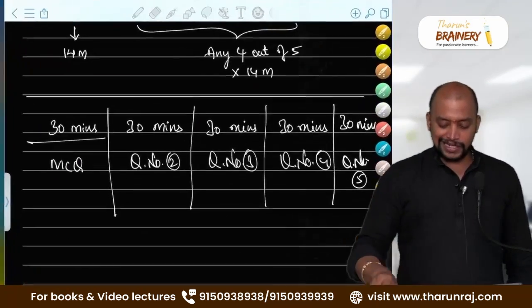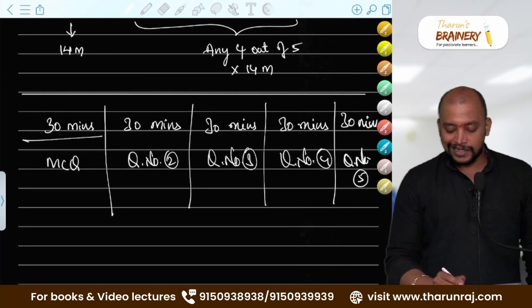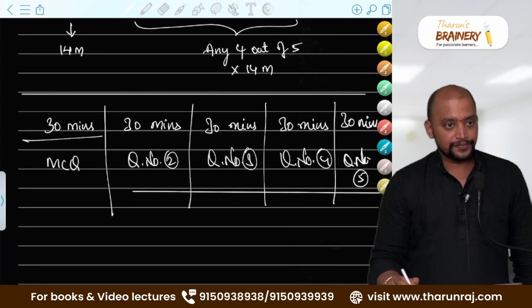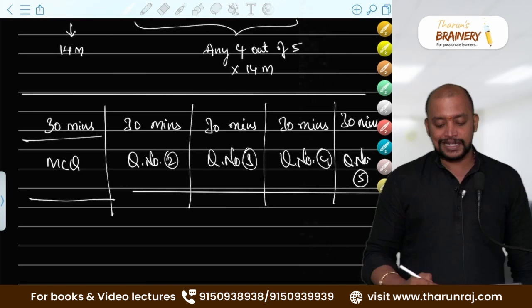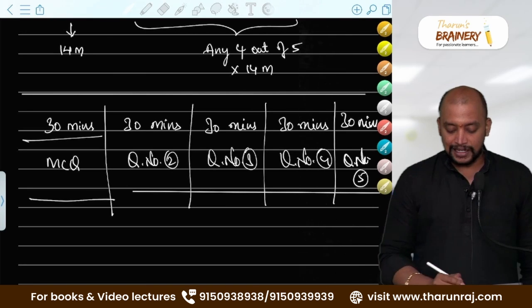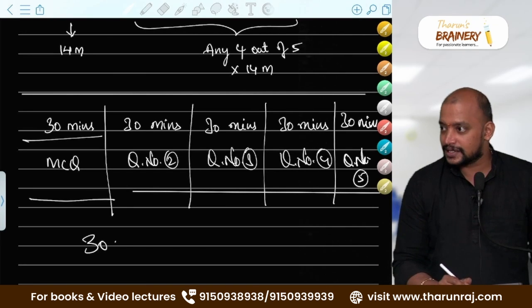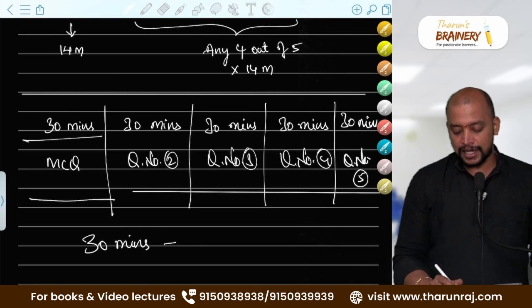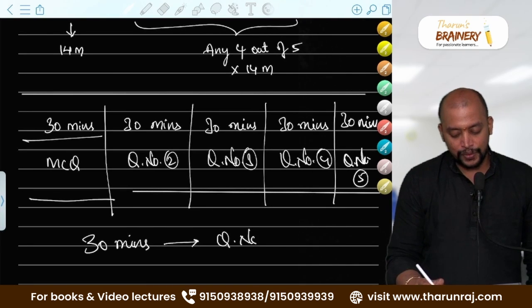So when you do that, you have completed actually 4 questions, and the MCQ part is completed, and you are left with the last 30 minutes, correct? In this last 30 minutes, you do question number 1.